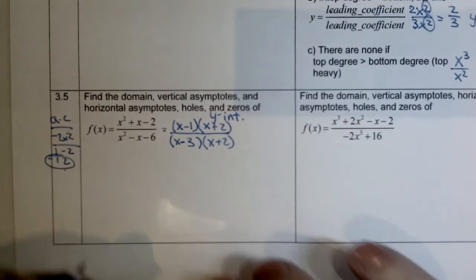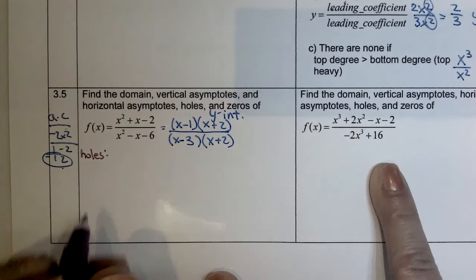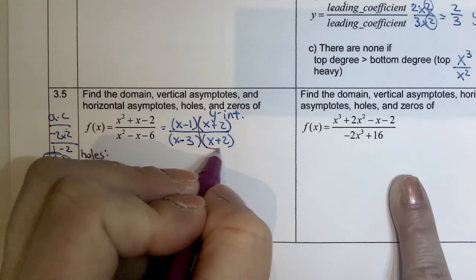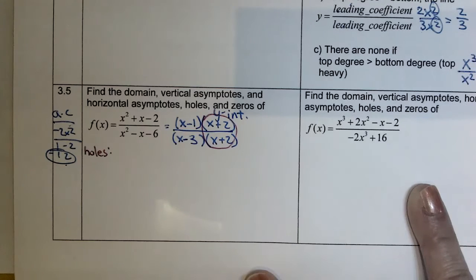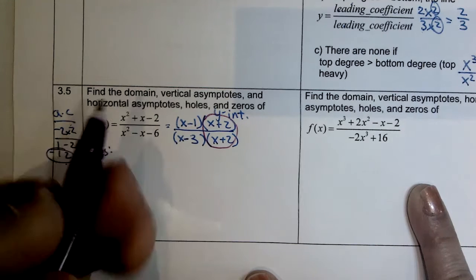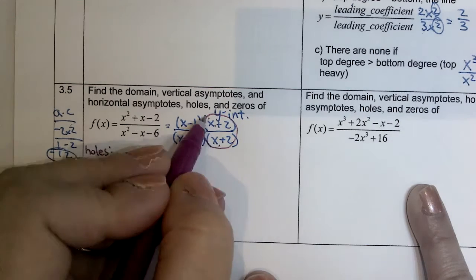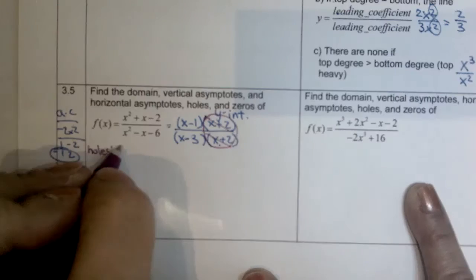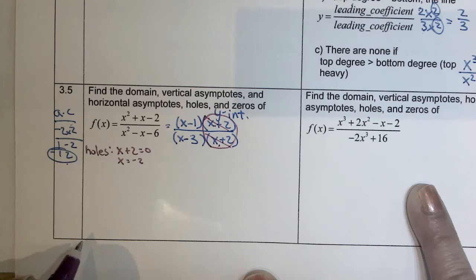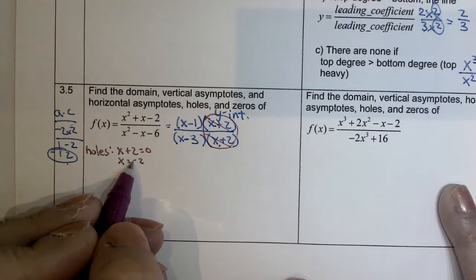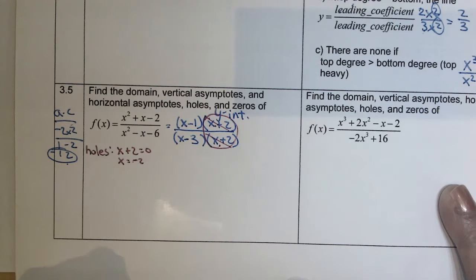Okay, now the first thing I'm going to look for is holes. Okay. So my holes in this case are anything that can cancel top and bottom. So remember, when I'm dealing with rational functions, I can only cancel a binomial with a binomial. So those two would cancel. So I'm going to set that equal to 0 and solve, and I get x equals negative 2. So on my graph, whatever my graph looks like, there's going to be just an open space at x equals negative 2.